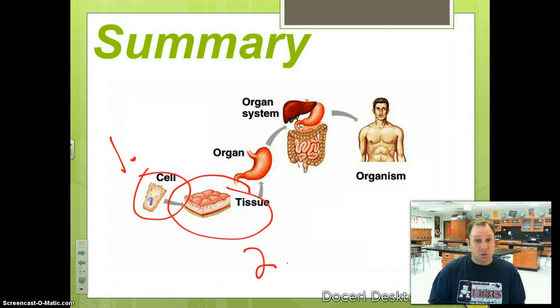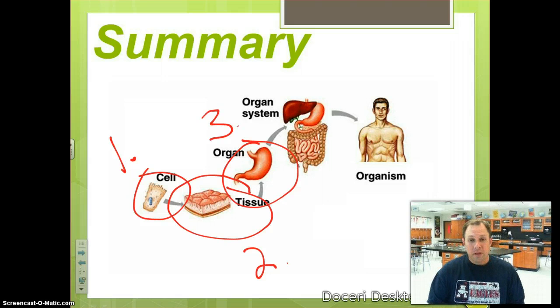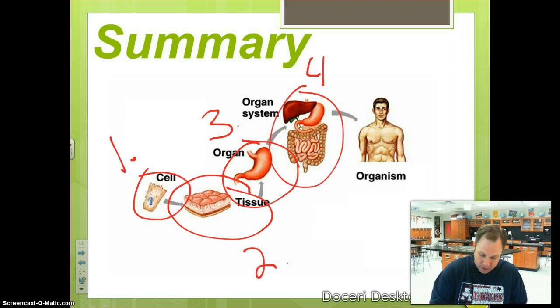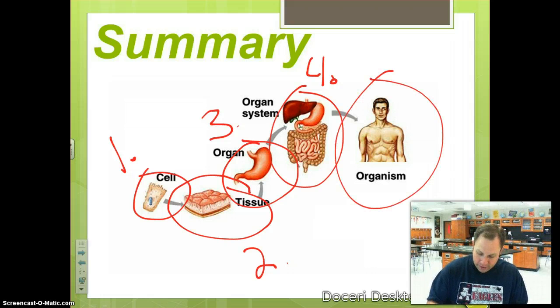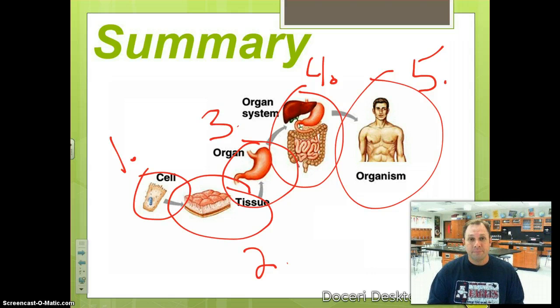That's step number two. Building our way upwards, I get a bunch of similar tissues working together. I get an organ. That's step three. I get a bunch of organs working together to perform the same task, that have the same goal. I get an organ system. So that's step four. And then lastly, if I have all these organ systems working together in order to help the overall organism function, I get the final product, which is the organism, step five.